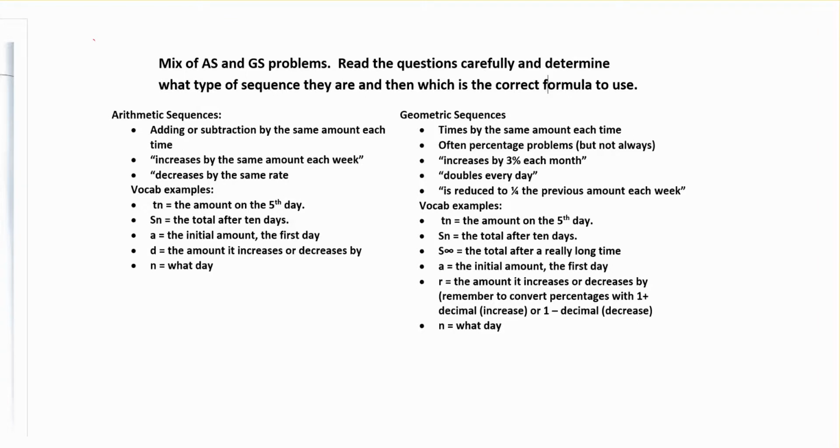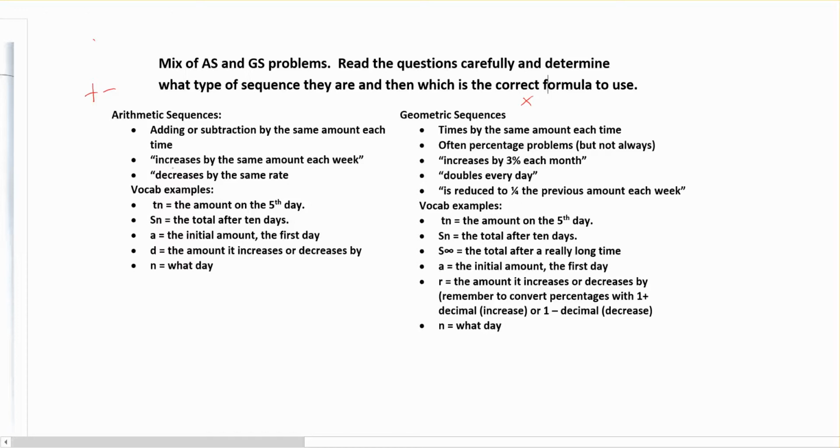So just some advice for you on trying to figure out when you're reading mixed problems, like you will on the internal and on these revision sheets, when it's an arithmetic sequence and when it's a geometric sequence. So remember, arithmetic sequences, you're plussing or minusing by the same amount each time, and geometric sequences, it's timesing. So adding or subtracting by the same amount each time for your arithmetic, or your AS.